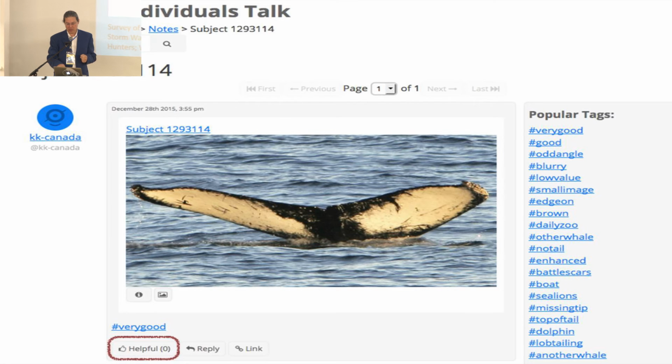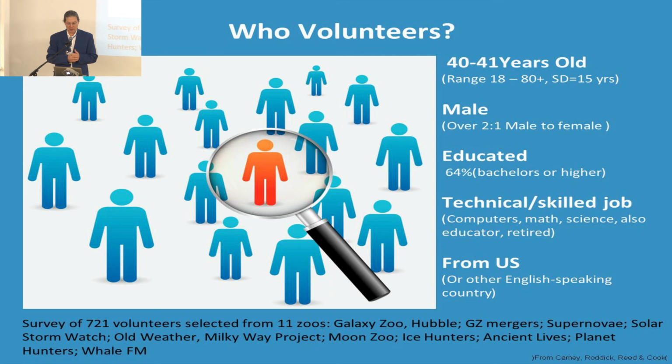Another kind of research topic is to look at the demographics of citizen science. This is a slide that I borrowed from Carney, Roddick, Reed, and Cook. It was part of their presentation a little while ago, reporting on a survey of Galaxy Zoo, actually Zooniverse. They had about a dozen Zooniverse projects where they surveyed people. And it turns out that the average volunteer on the citizen science project is about 40, 2/3 male, mostly college educated or higher, mostly working in a technical or a skilled job. The largest part was from the US. Another big chunk was from other English-speaking countries.